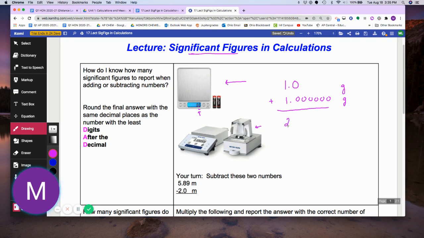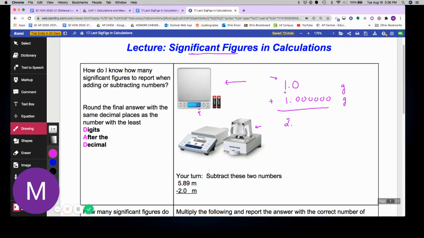The answer will be 2, but how many digits do you report? Because the first number was derived from a balance that's not very accurate, this number right here is a certain digit, and this number is an uncertain digit. When you add them, you only get one uncertain digit. So that means that you're only allowed up to the 10th place.